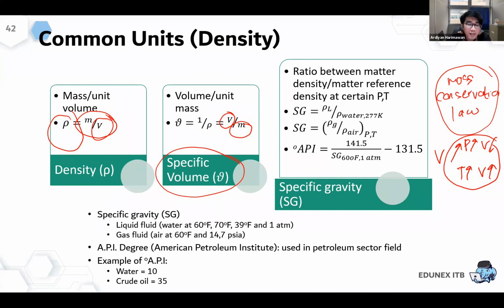Okay. To answer the question from the student previously, density sometimes is referred to as specific gravity. So specific gravity is basically the density of the fluid compared to, or divided by, the reference fluid. So if you have liquid fluid, cairan, the reference will be the water. If you have gas fluid, gas, the reference will be air, udara.